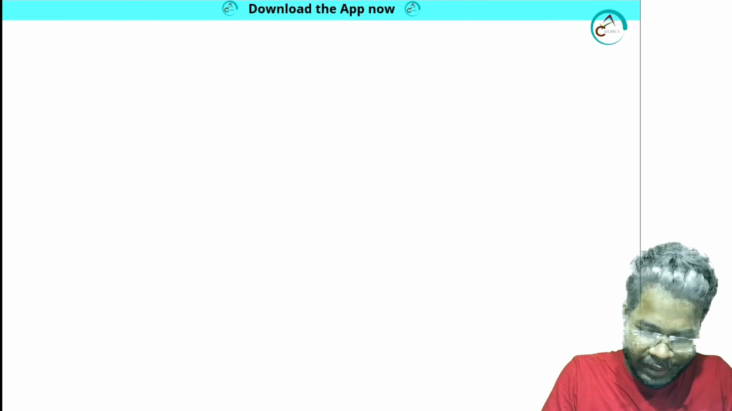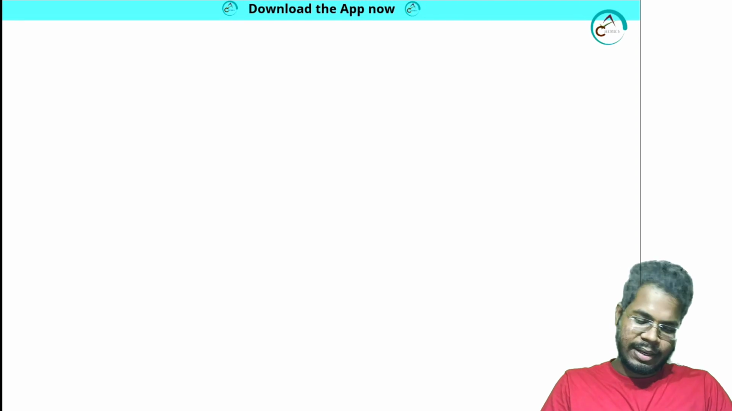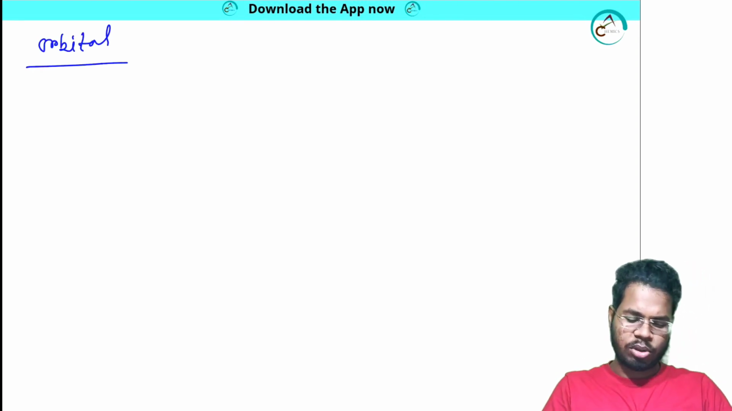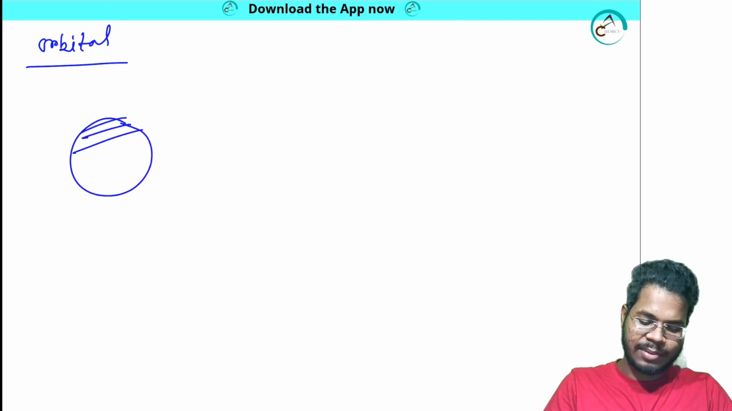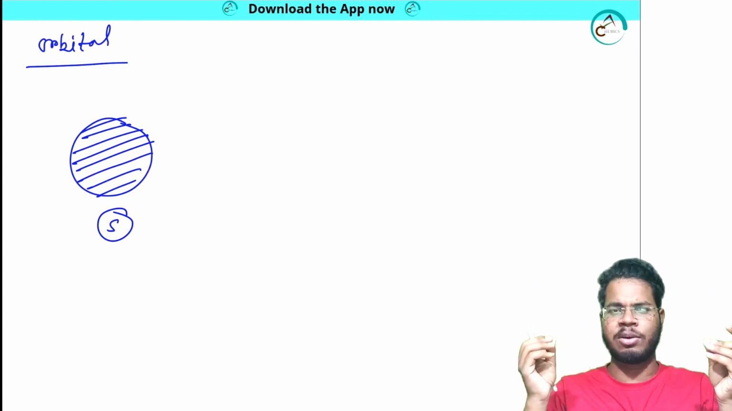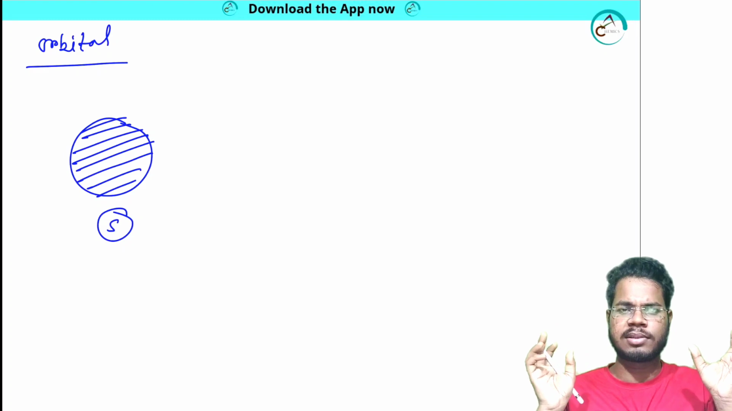I know that you know this one. Whatever I am going to tell, I will be talking about some orbitals. What are orbitals? This is the s orbital. I'm not wasting my time on this s orbital. It is spherical, like a football, not a circle, not a two-dimensional object. It's a spherical, three-dimensional system.